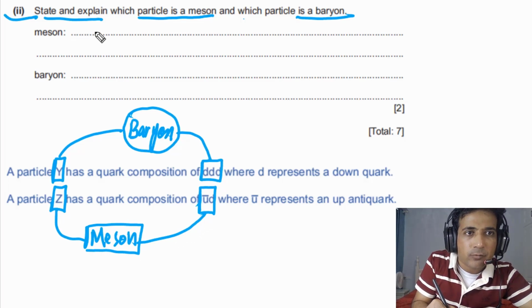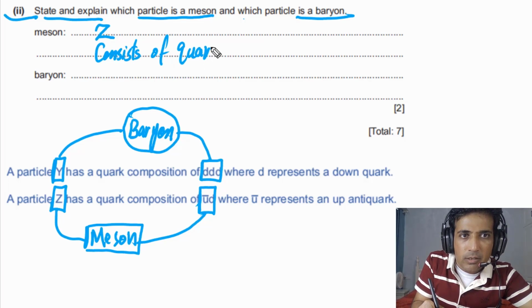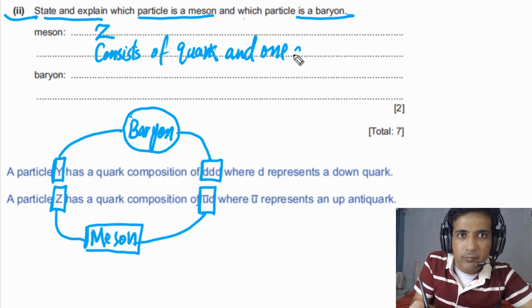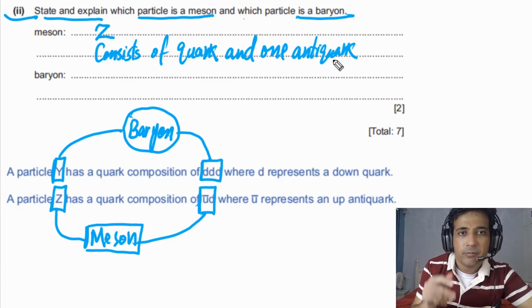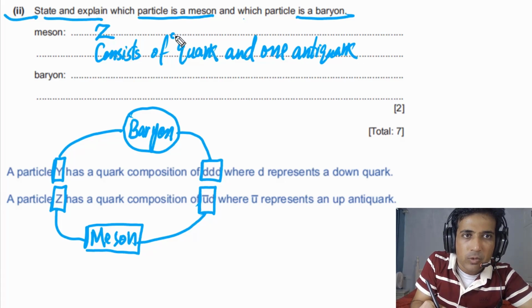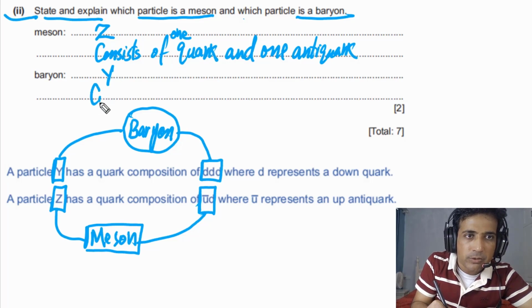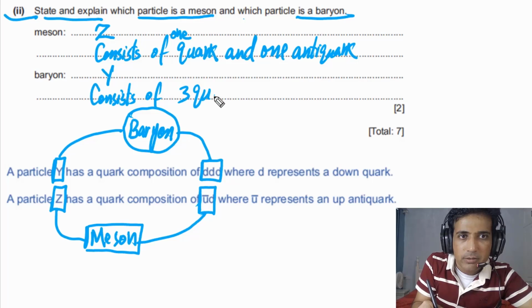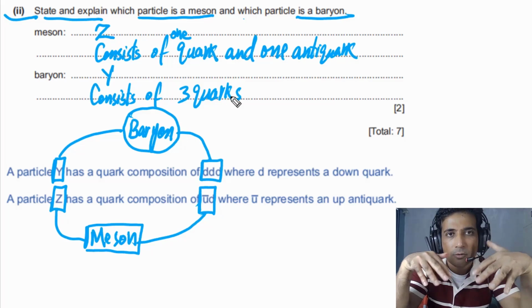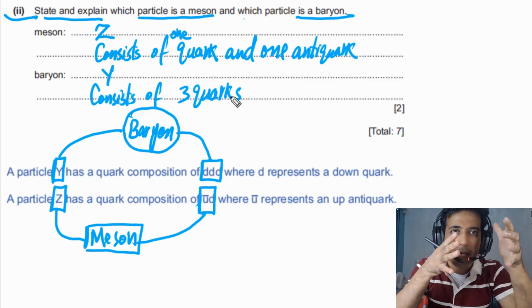In our answer, first of all, we need to write down meson. So Z is a meson because it consists of 1 quark and 1 anti-quark. Any particle which consists of 1 quark and 1 anti-quark belongs to the meson family. Y is a baryon because it consists of 3 quarks. Any particle which consists of 3 quarks is a baryon. If it consists of 3 anti-quarks, that one will be an anti-baryon.